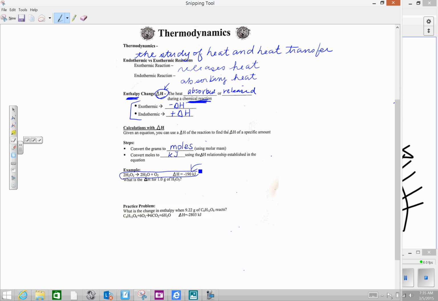So this reaction is going to make 2 moles of water and 1 mole of O2, and also is going to make 190 kilojoules of energy. That is a set fact. So for every 2 moles of H2O2, you get 2 moles of H2O and 1 mole of O2. Now they come along and tell us we don't have 2 moles of H2O2. We only have 1 gram of H2O2.